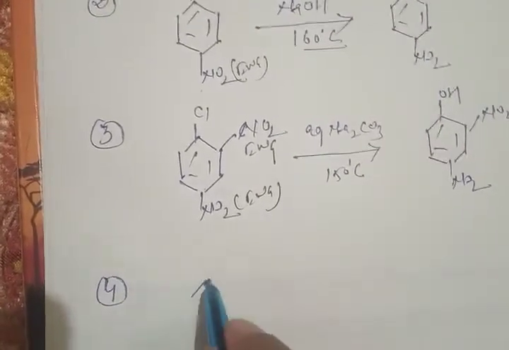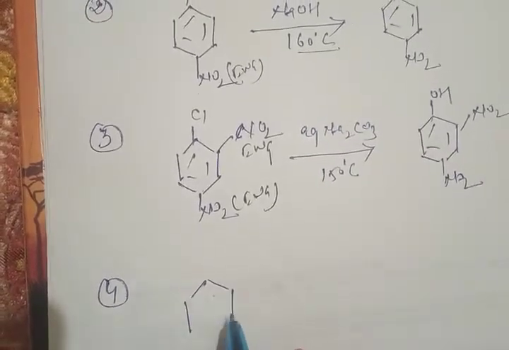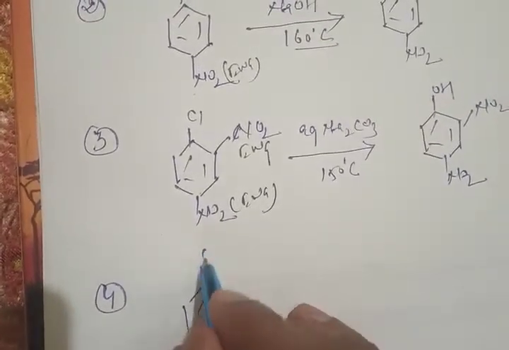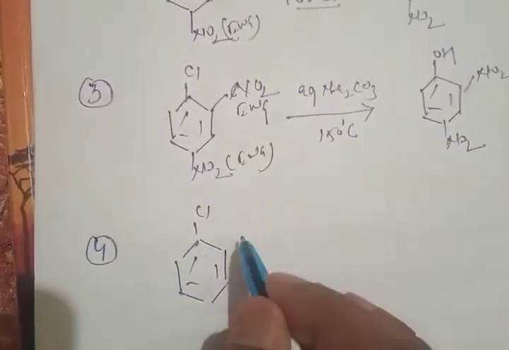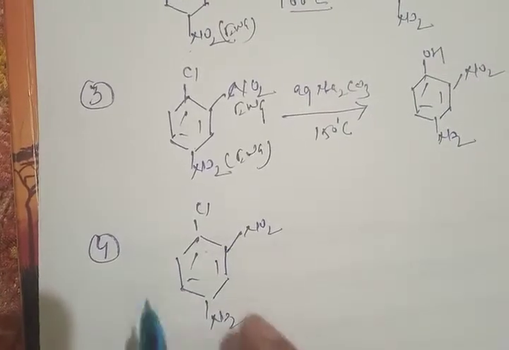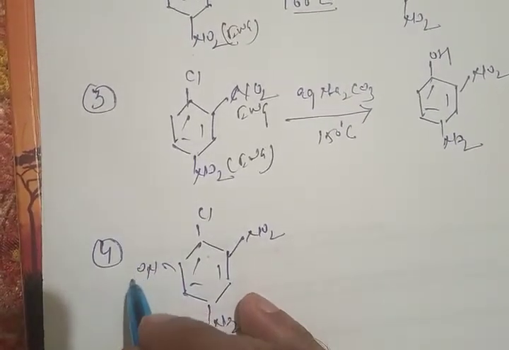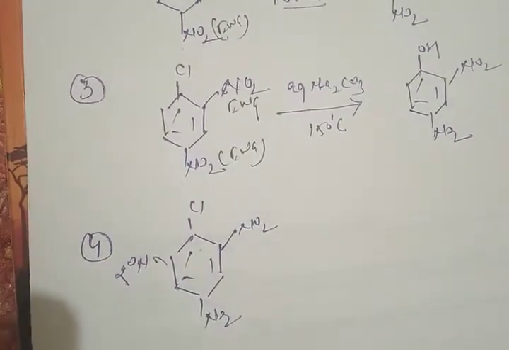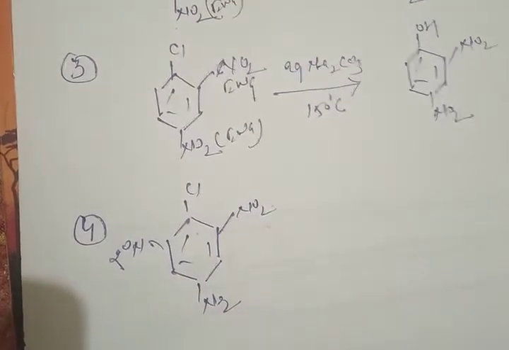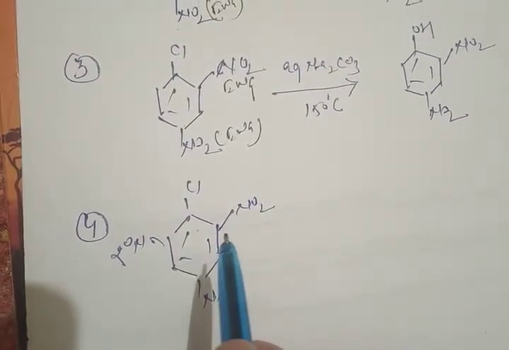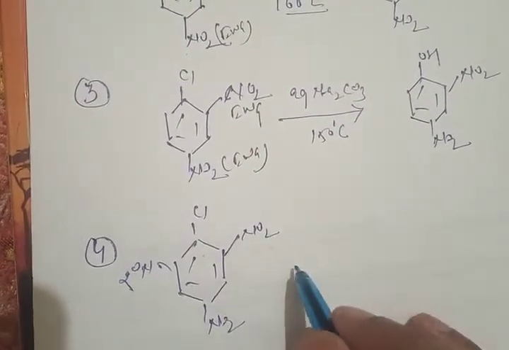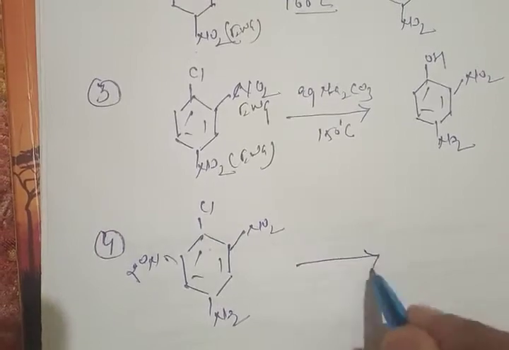So in this case we have chlorobenzene, and in this case we have three substituents: NO2, NO2 and NO2. So this is called 2,4,6-trinitrochlorobenzene. Now in this case we have three electron withdrawing groups.